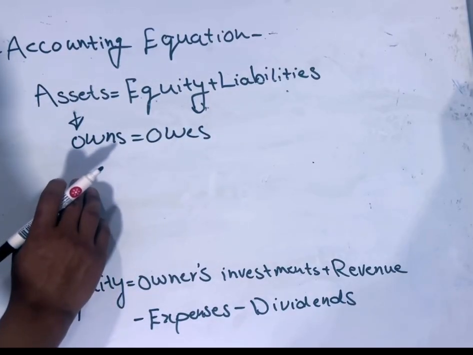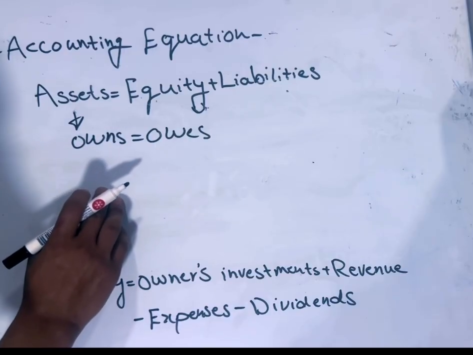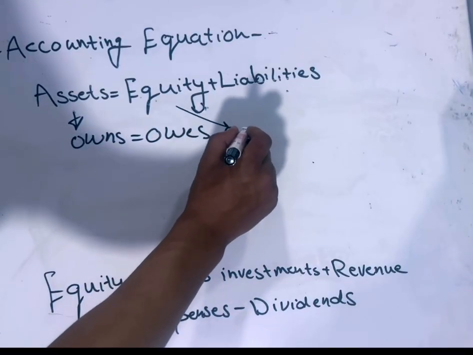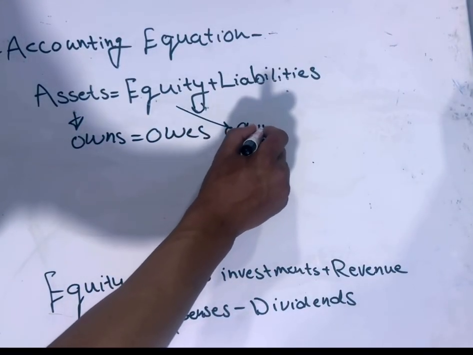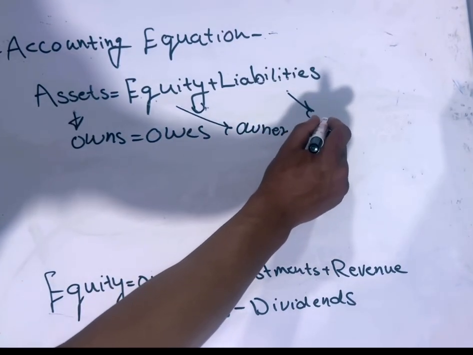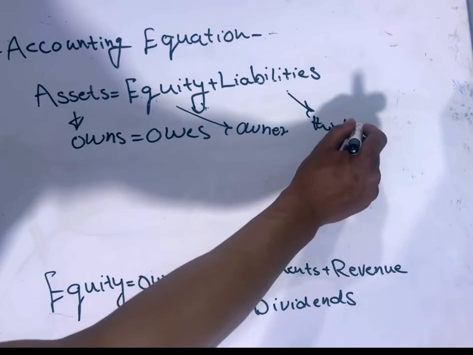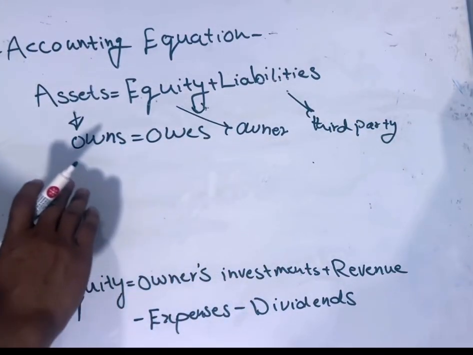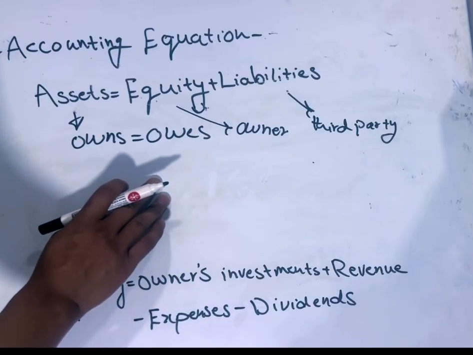For the left side, we could easily say that whatever the business owns is assets, while for the right side, the business owes equity to the owner and the business owes liabilities to third parties. It can be a bank, it can be a friend. This is how you could say that whatever the business owns equals whatever the business owes.